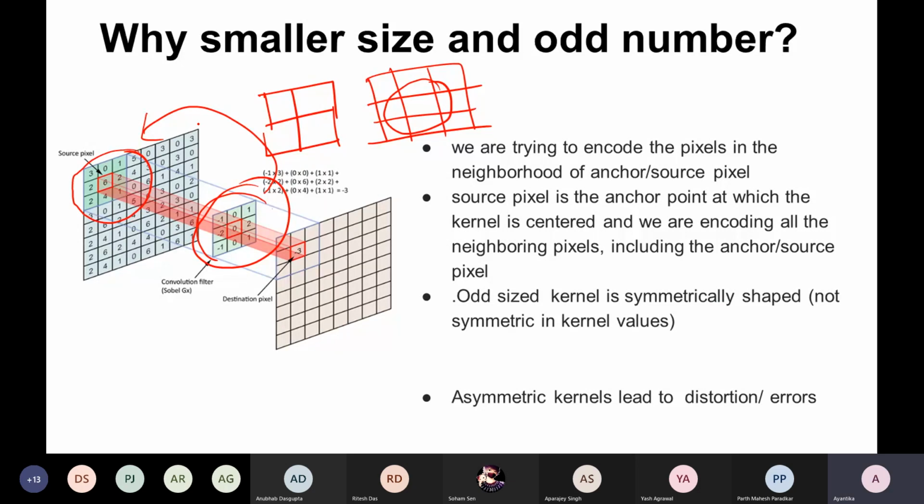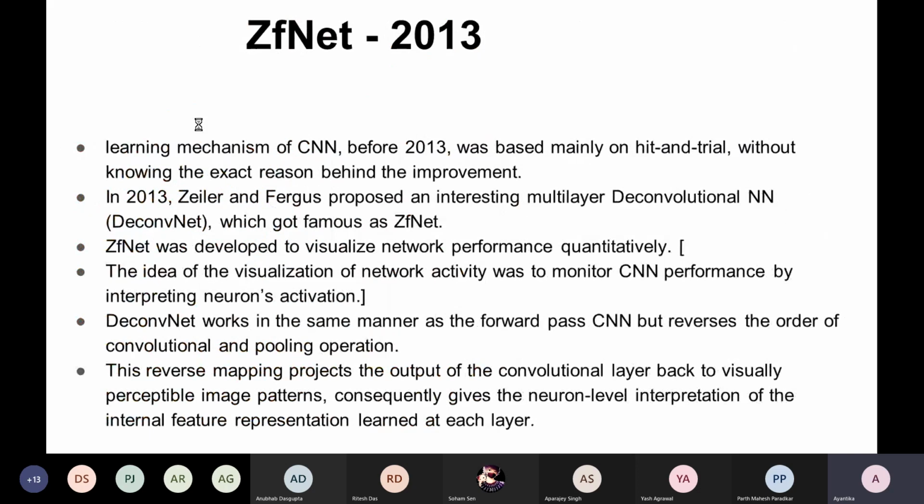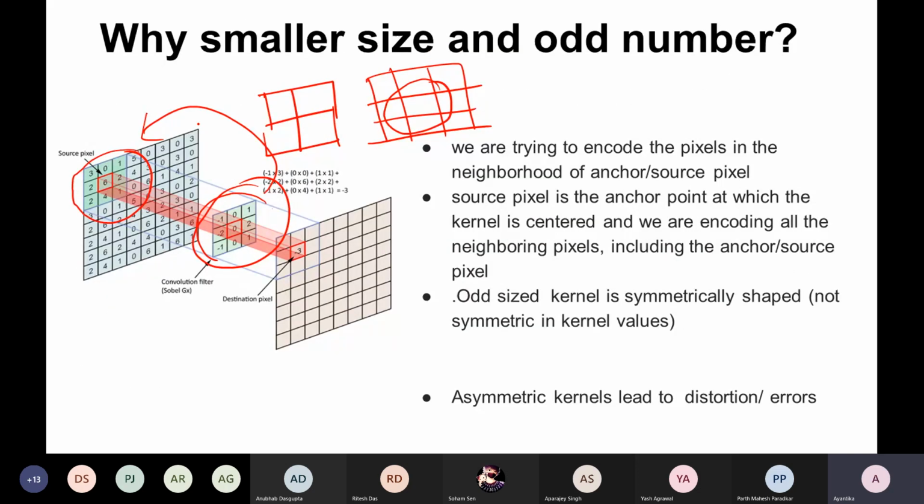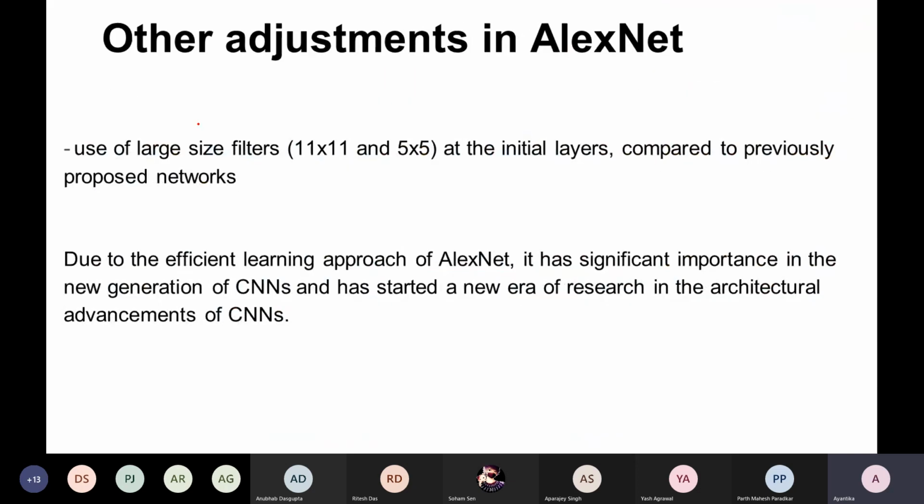We will discuss this more when we come to the observations of VGG and next GoogleNet, etc. But in AlexNet, compared to LeNet, they increased both the layers and the size of the filters. You can see the filter sizes are very large, 11x11, 5x5, but still this odd property was maintained.